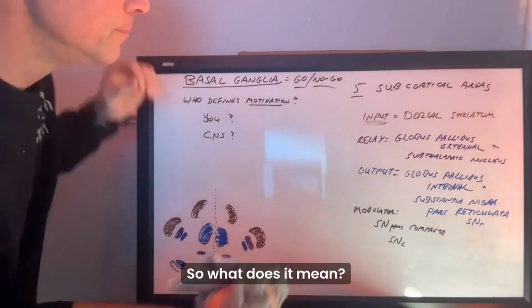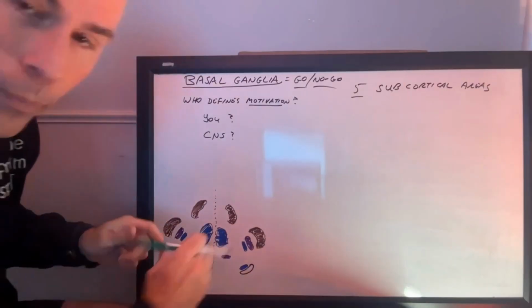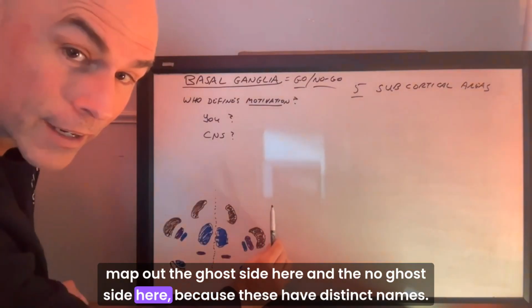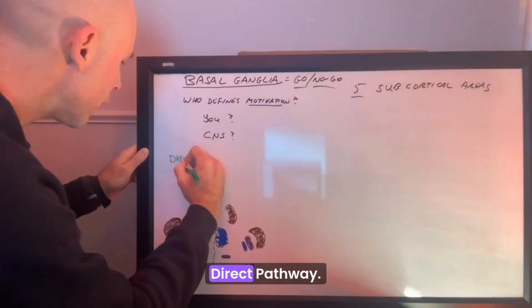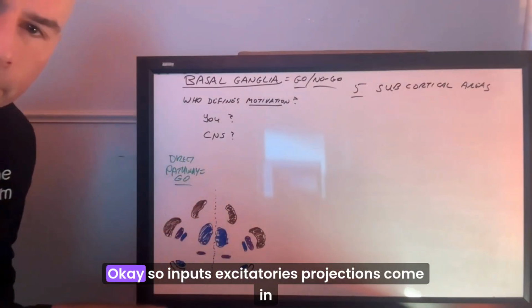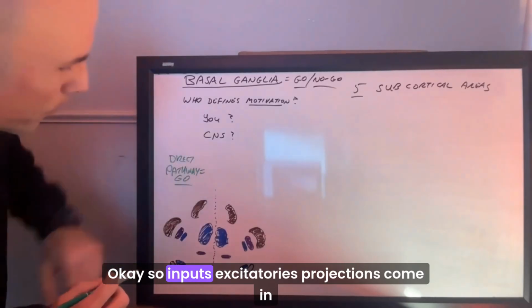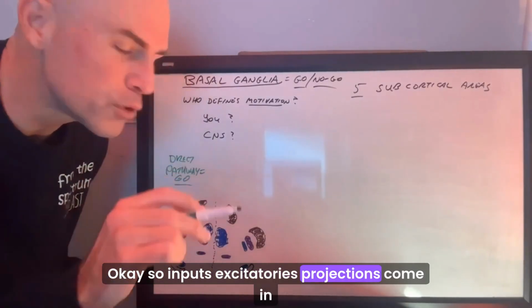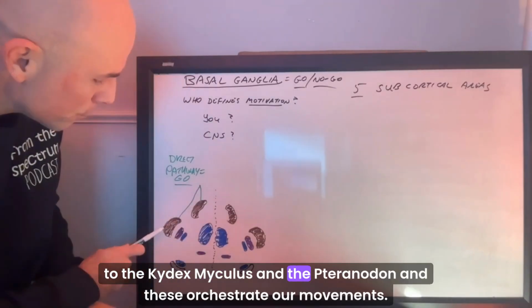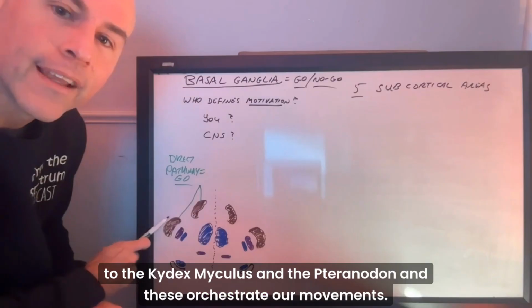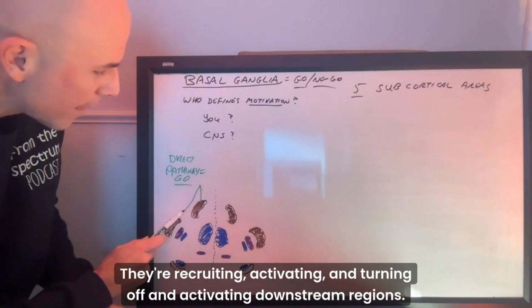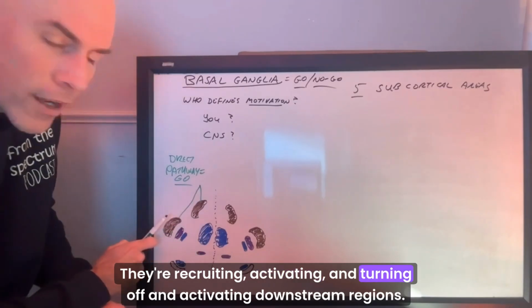So what does it mean? Just real general, we'll map out the go side here and the no-go side here, because these have distinct names. Direct pathway equals go. Okay, so inputs, excitatory projections come in to the caudate nucleus and the putamen, and these orchestrate our movements. These are conductors. They're recruiting, activating, and turning off, inactivating.